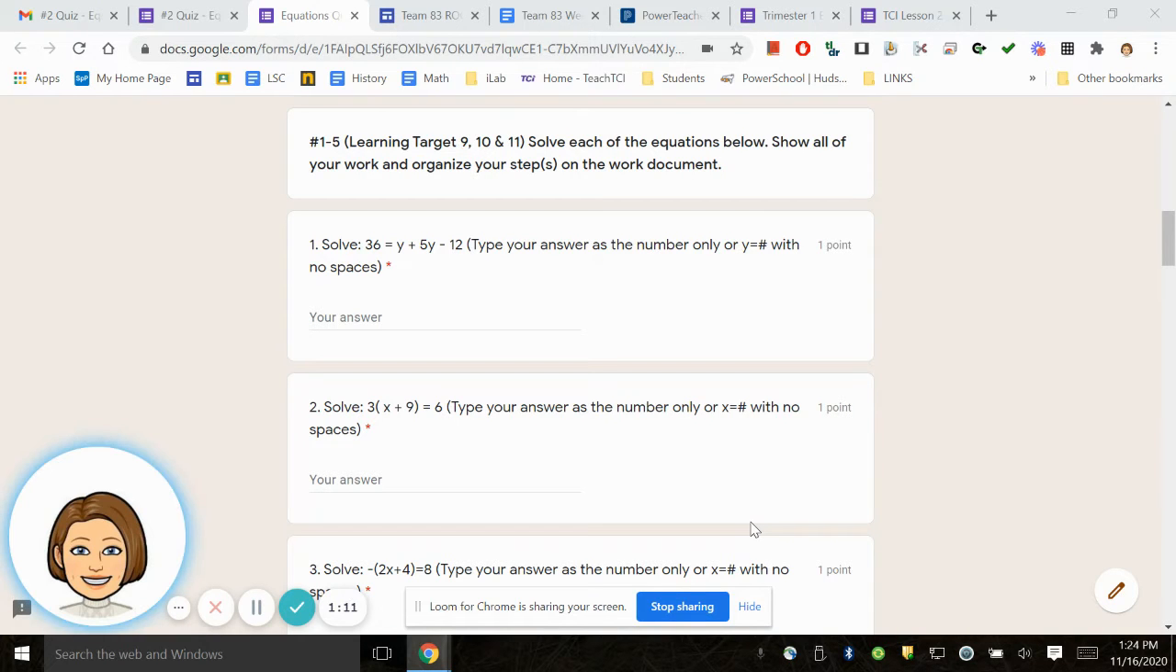Number 1, solve 36 equals y plus 5y minus 12. Make sure you type your answer as simply y equals your answer. Okay? Don't forget these are multi-step equations. You might need to use distributive property, combine like terms, and then solve the two-step equation.